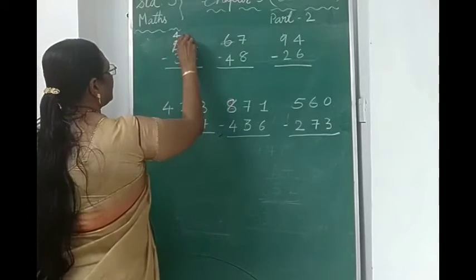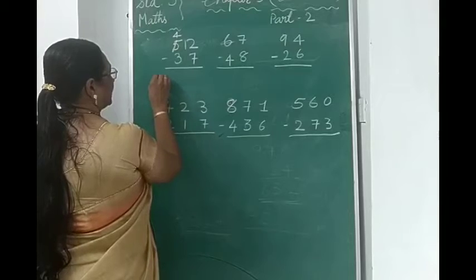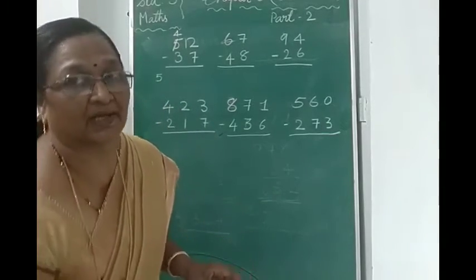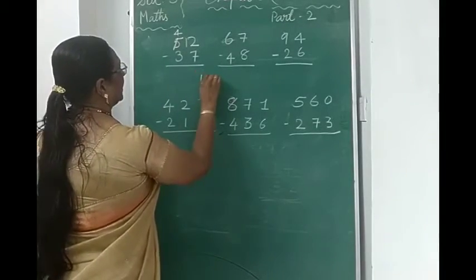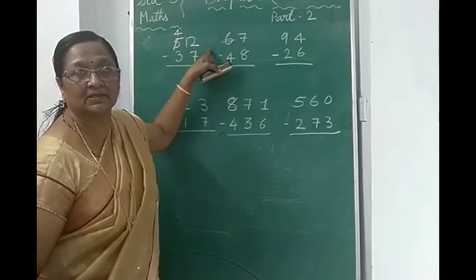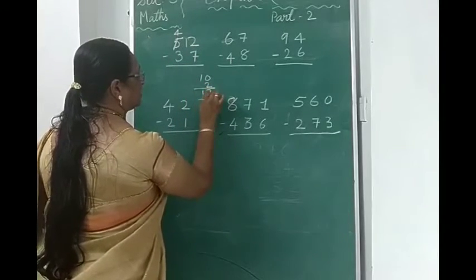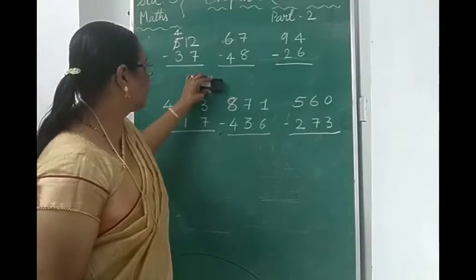So how many ones are here? That means we have taken from 5 tens, we have taken 1 ten. Okay, how much we are having? Now 1 ten we have taken plus what is here? 2 is there, 2 ones. So both adding we are getting 12 ones. Clear?